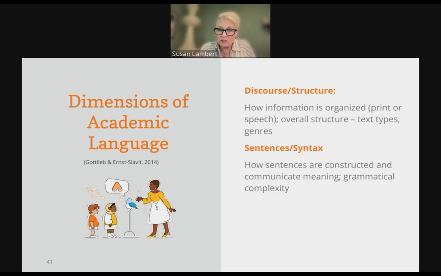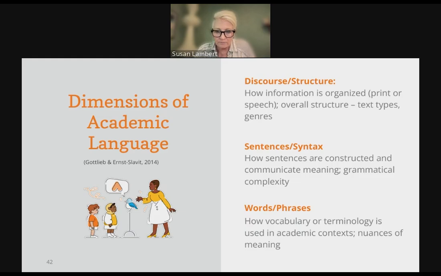Academic language is much more complex. And so sentence construction by nature is much more complex, and we need to help students understand how that works in written text and then how they can also use that in their own writing. And then there's the word level. Here's the vocabulary, the terminology, the phrases that are used in particular academic context, and the nuances of the meanings of some of those words.